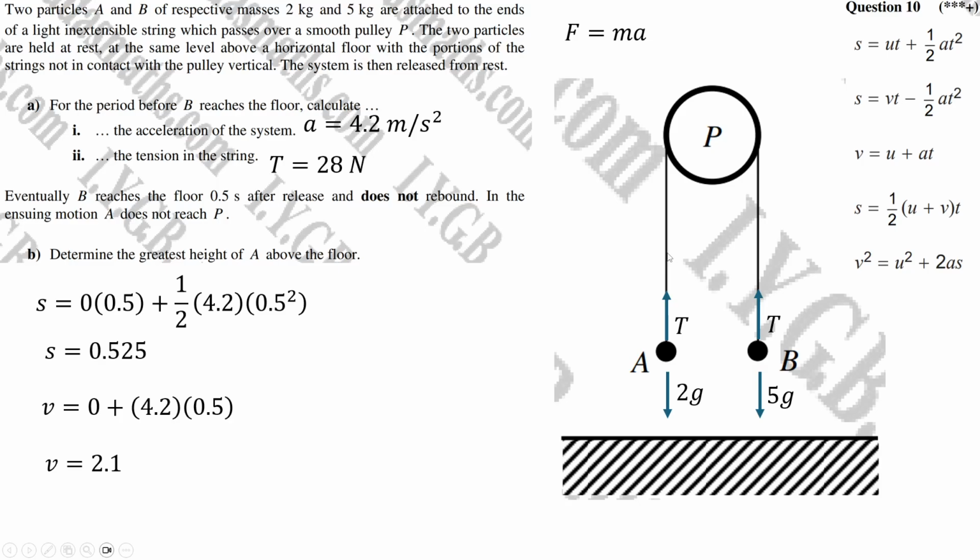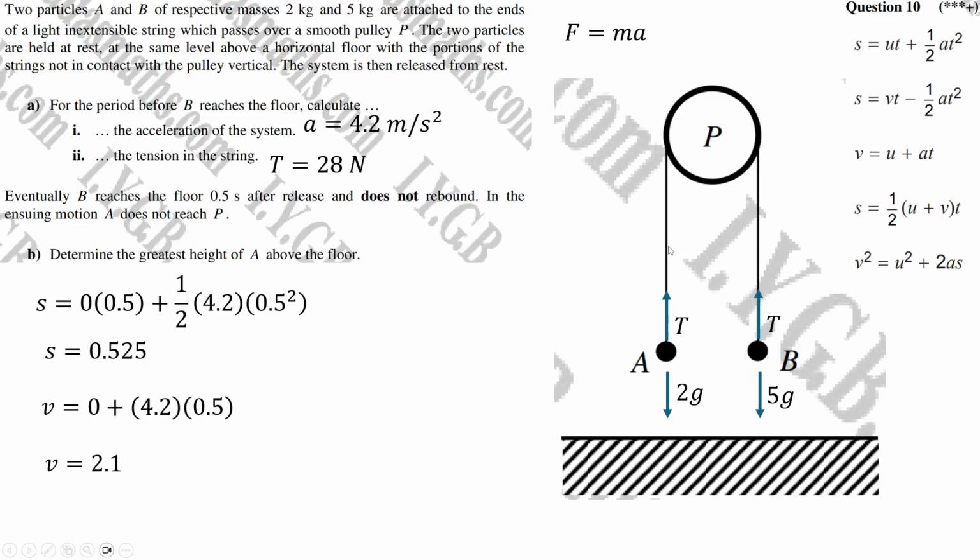That's the initial velocity, because like I said, when B hits the ground, it's going to kind of jerk the entire system, so that A moves up 0.525, but it's also jerked up a tiny little bit. And if we add that to the total distance off the ground, we can find the greatest height it reaches. So now that A has already moved 0.525 meters up, it needs to be jerked up a little bit.